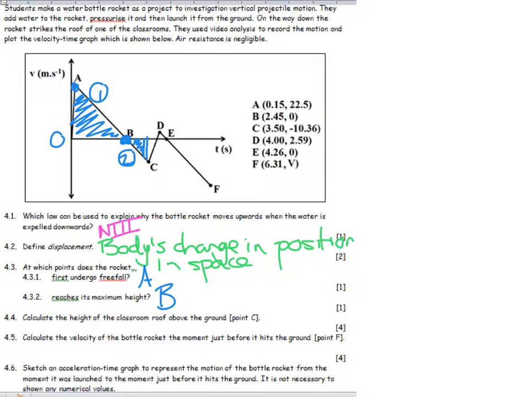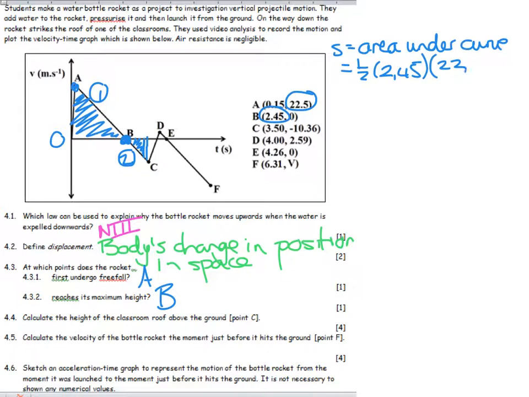So we're going to say displacement is equal to area under curve, which is equal to a half of the base. 0 to B is 2,45, times the height up to A, which is 22,5. It's the y of A, minus a half of the base up until point C. So between B and C is 3,50 minus 2,45, which is 1,05.